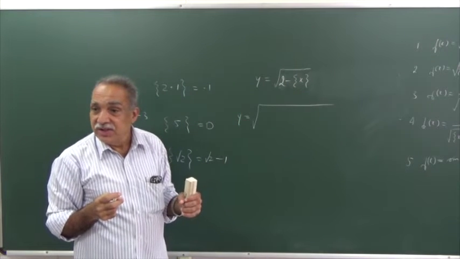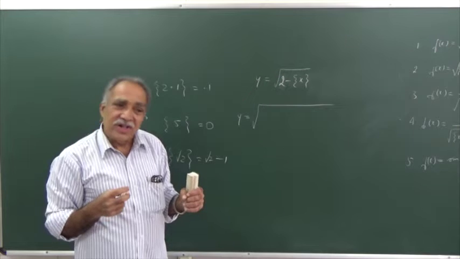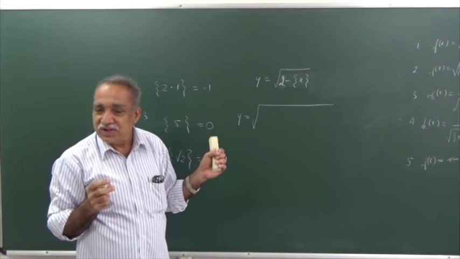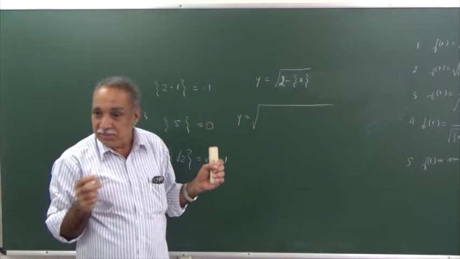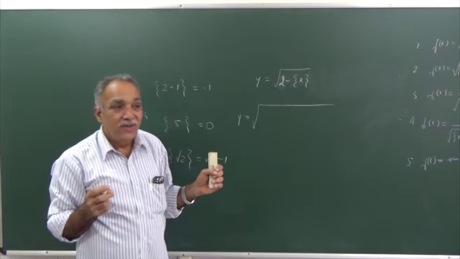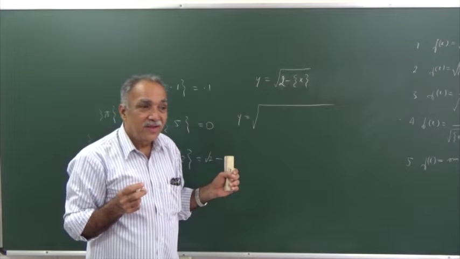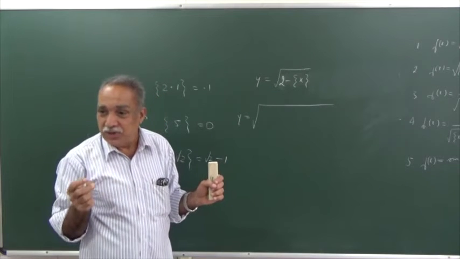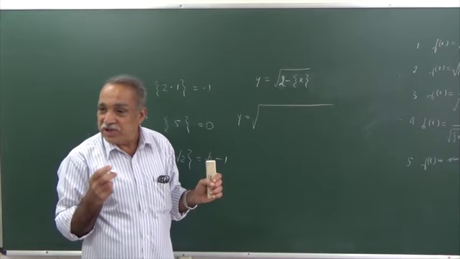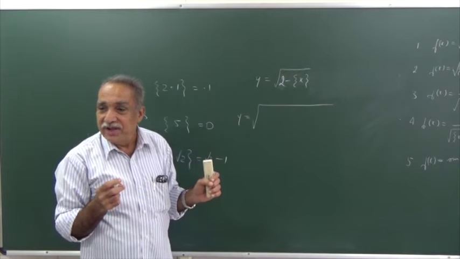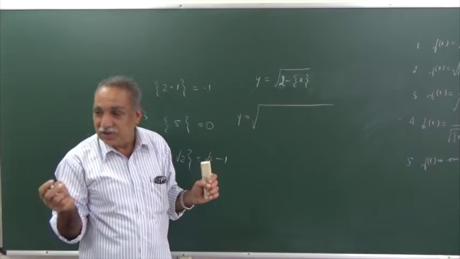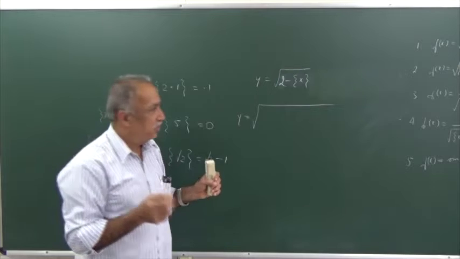Domain is set of all real numbers. Range, numbers between 1 and 2. Which endpoint included? 2 included, 1 excluded. Good.